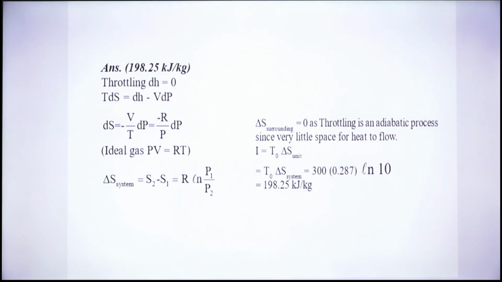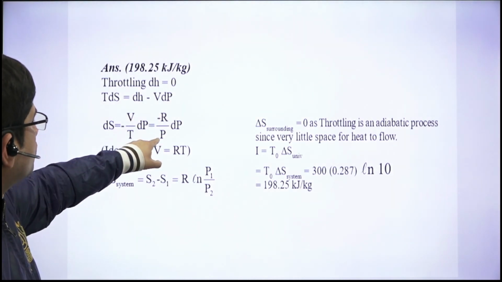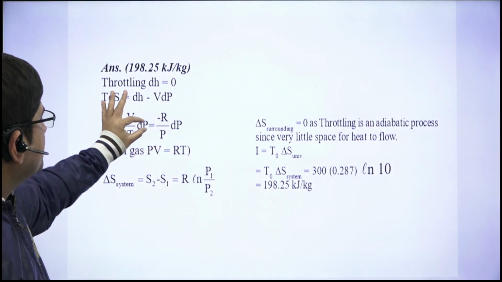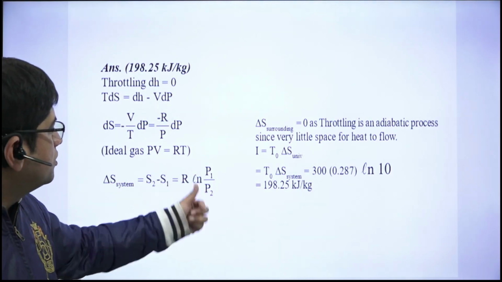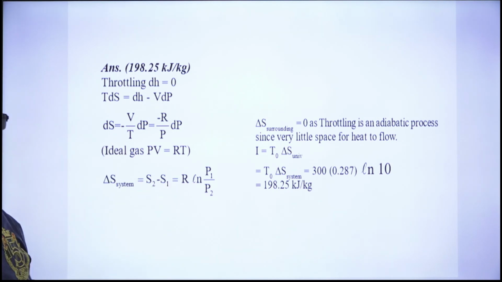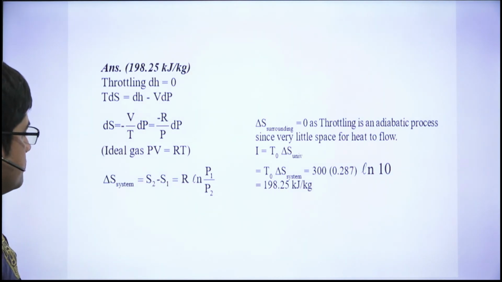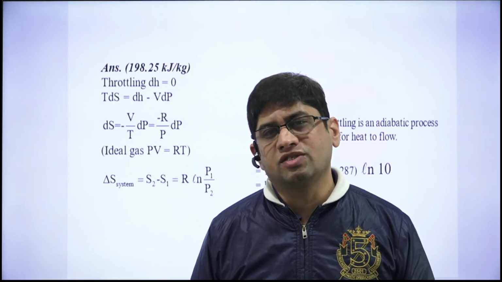dH is equal to 0, and if dH is equal to 0, TdS is equal to minus VdP. So S2 minus S1 will be minus R over P into dP, since V over T I can write as R over P. So the formula becomes R log of P2 by P1, or P1 by P2; I made the negative sign positive. P1 is 10, P2 is 1. Delta S generated for an irreversible process will be positive.